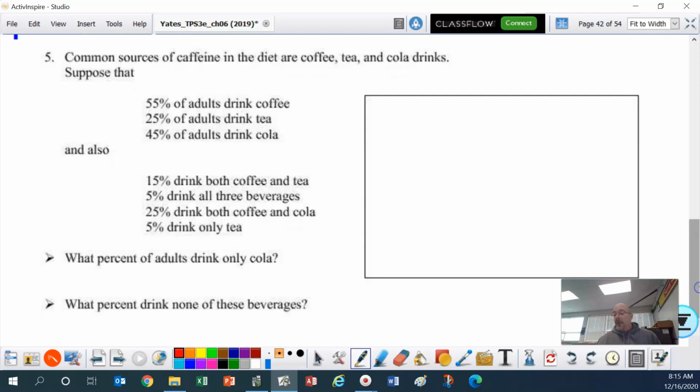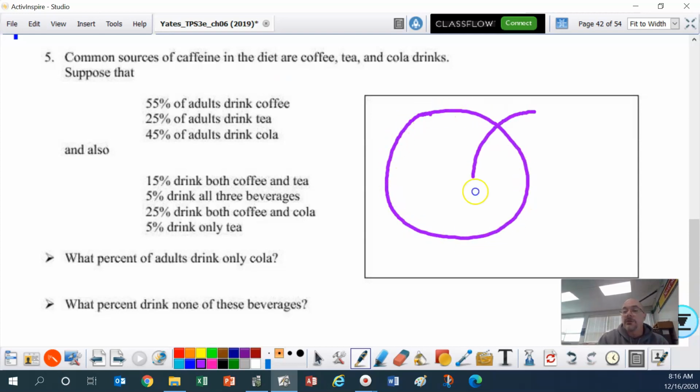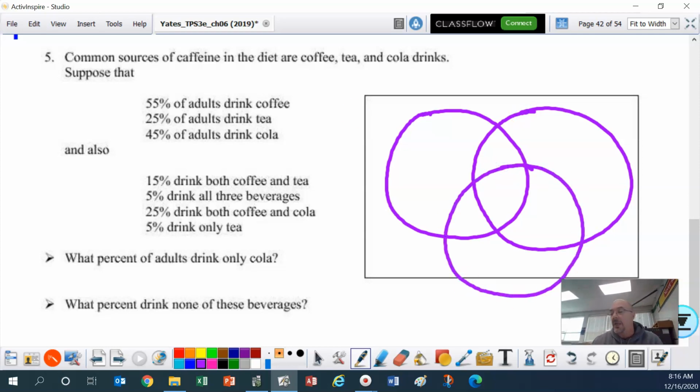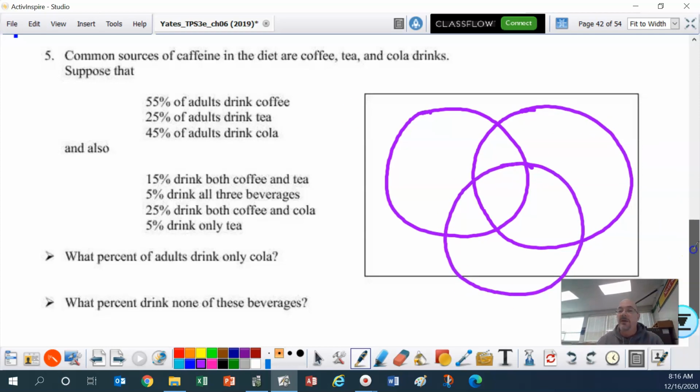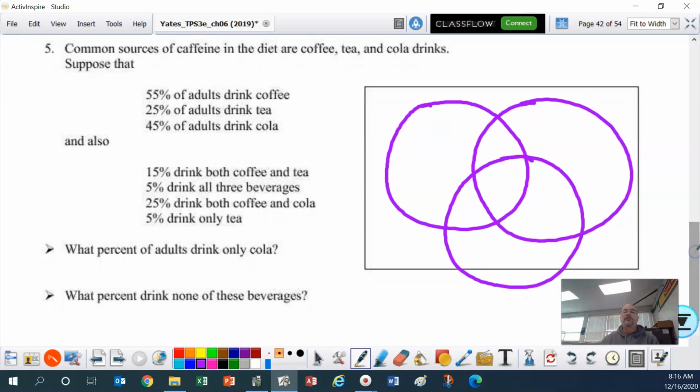But I am going to look at number 5 because this one deals with 3 circles, because we're dealing with coffee, tea, and cola. When we do a Venn diagram with 3 circles, it has to look like the Olympic rings. I know I went outside the rectangle, but that's okay. So here's all of our information. Take a moment, pause the video, and read through it.